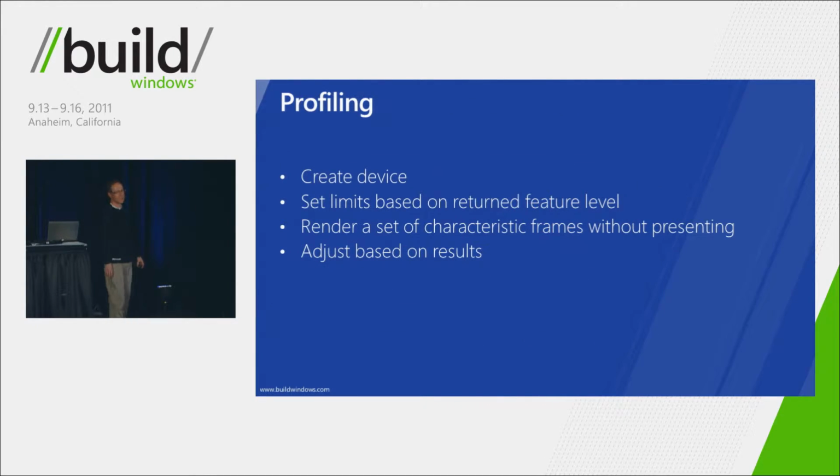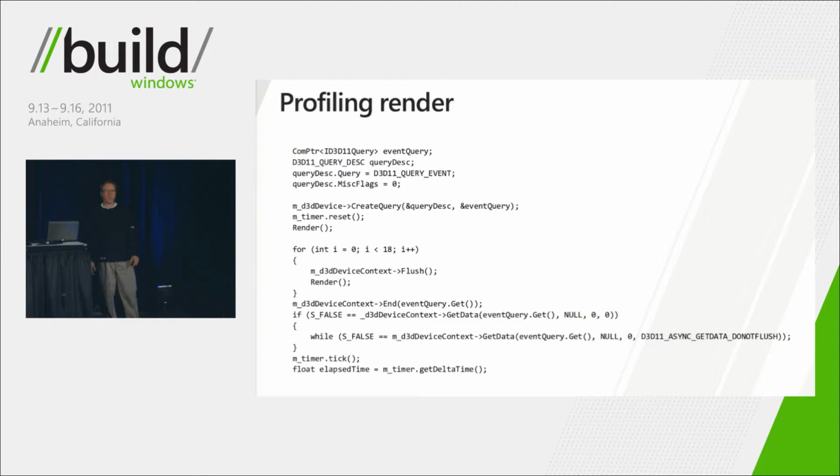So how do we go about doing profiling? Let's talk briefly about how we do that. First of all, we want to create the device, as we saw in that code sample, which then gives us the ability to find out what hardware we're actually running on. Then, based on that feature level that comes back, set the coarse grain limits on what you expect to be able to do. Choose the code paths that make the most sense for that feature level. Then render a set of characteristic frames, and I'm going to show you some code about how to do that. And then adjust the way that you're going to do your coding based on those results that come back at runtime. So here's a piece of profiling code we're going to walk through.